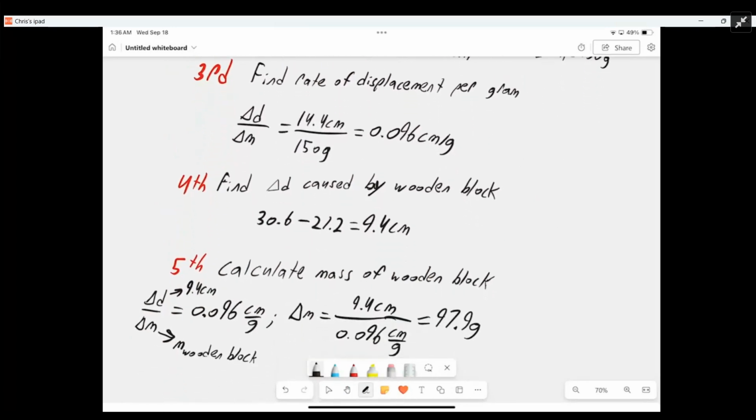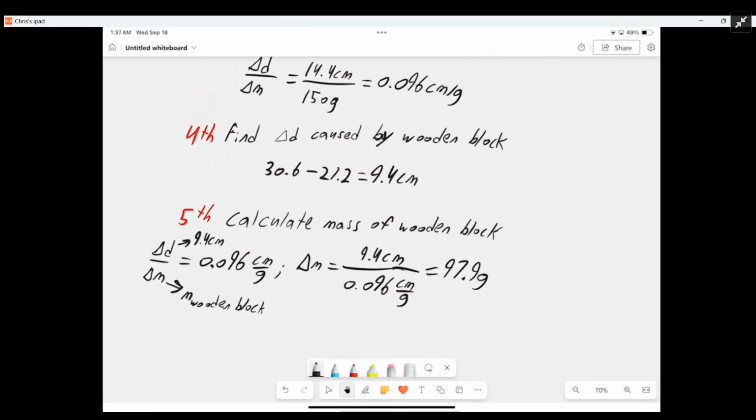So for the fourth step, we're finding the displacement caused by the wooden block. We know that originally, without any mass, the hanger is 30.6 centimeters off the ground. But with the wooden block, it's 21.2 centimeters. So we find the difference, and the displacement difference is 9.4 centimeters.